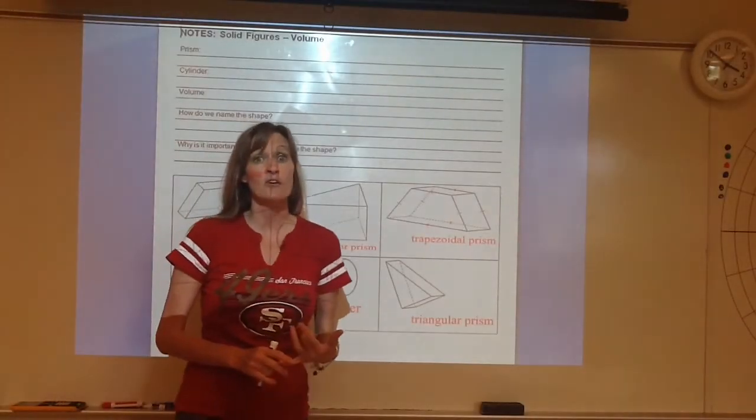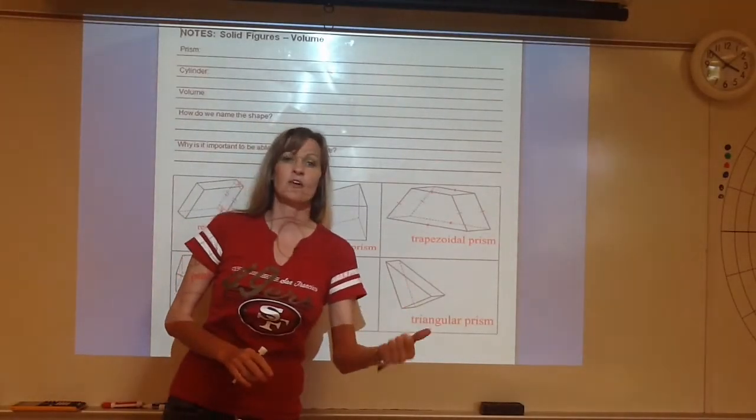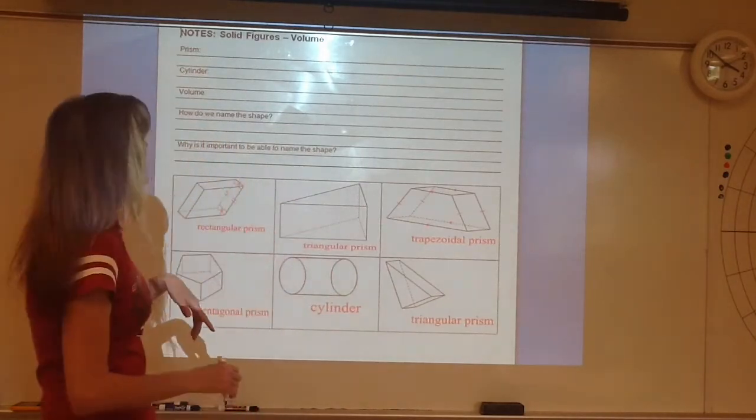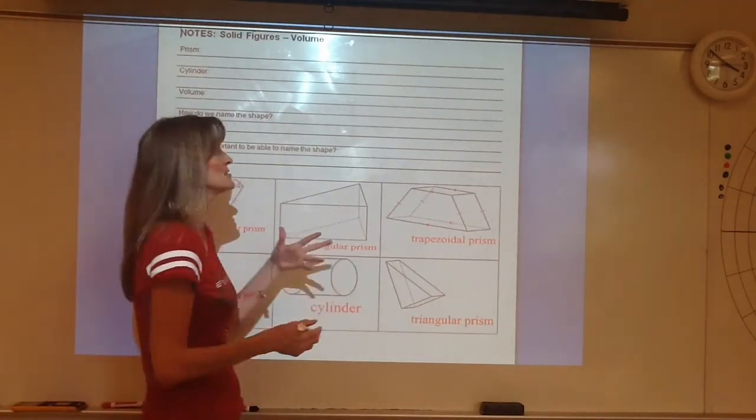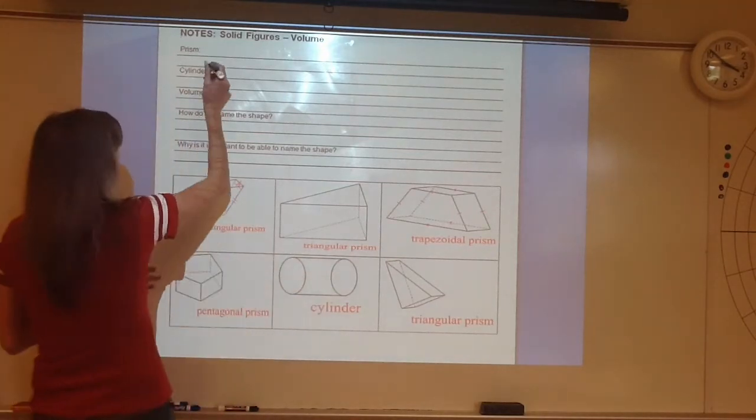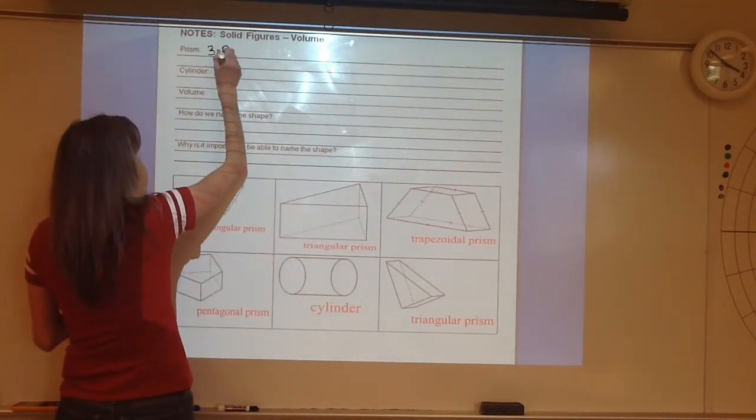Today we're going to talk about volume of solids. Specific solids today are going to be prism and cylinder. Let's do a quick few definitions. A prism is a three-dimensional shape. I'm going to put 3D shape.